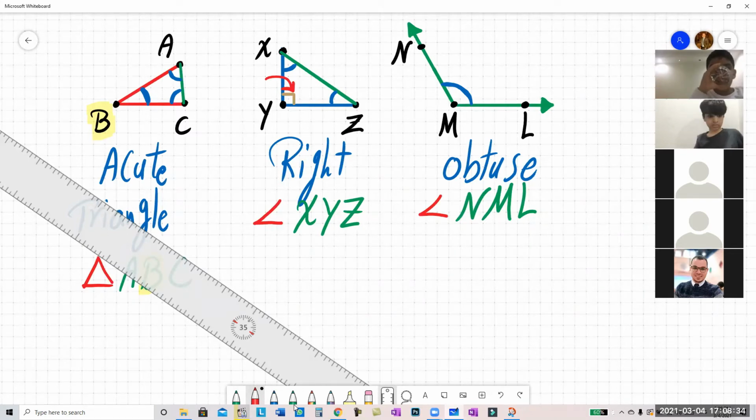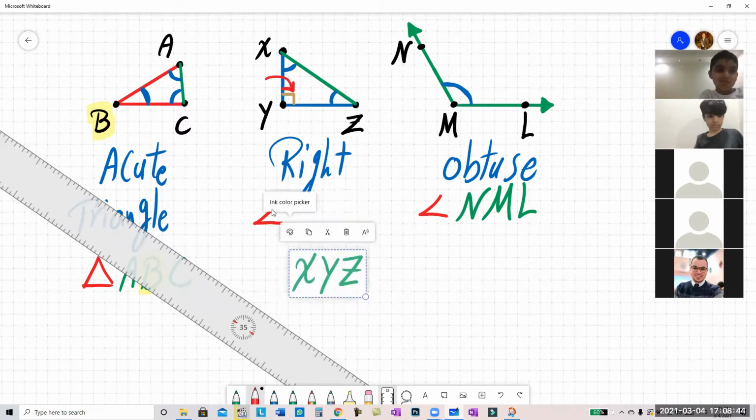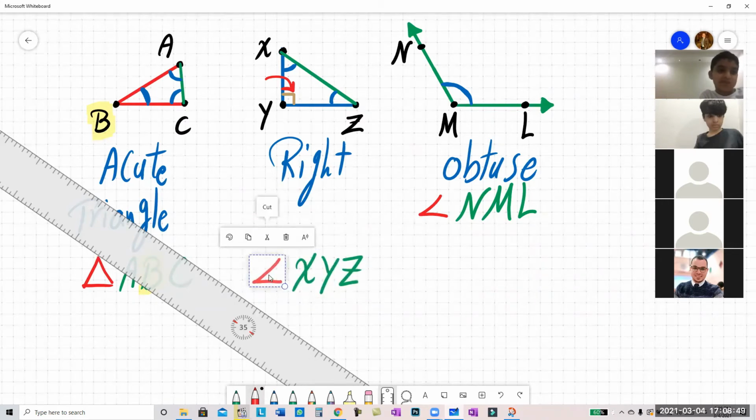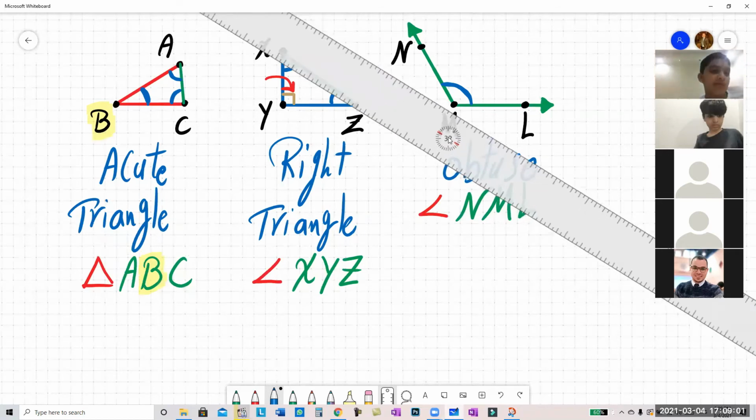We have a square corner here. So if you see a right angle in a triangle, it will be a right triangle. So let me move this down and the sign as well. And let me write here triangle. So it will be right triangle. Okay, let me do the same here.